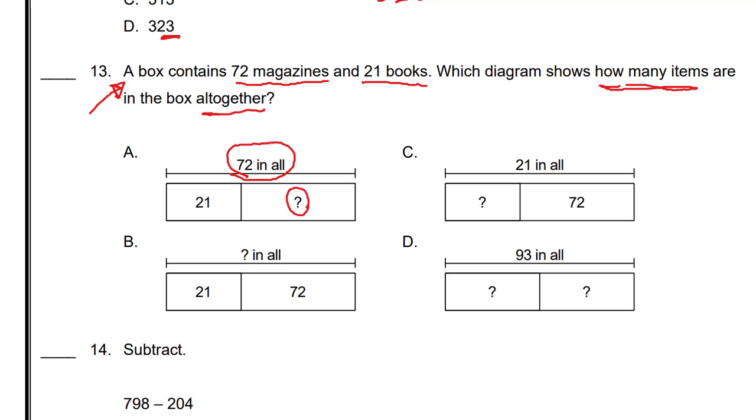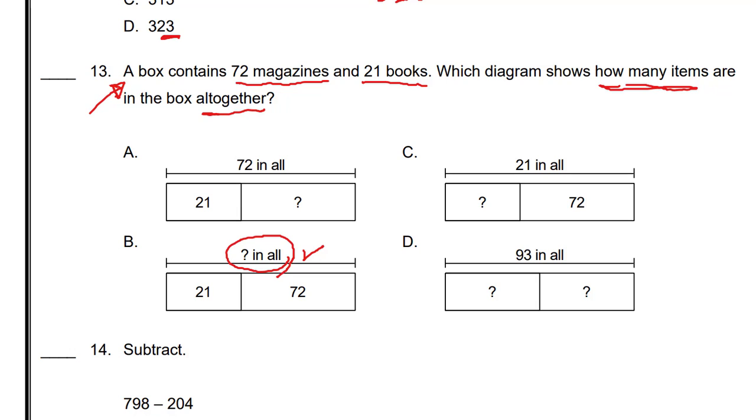72 is the number of magazines. And we need to add 21 to this number. So the second number here should be 72 down here. This 72 should be down here. And the question mark is the all. So that's why we see here that the only one that has the question mark in all is B. That's why this one is the only correct choice.